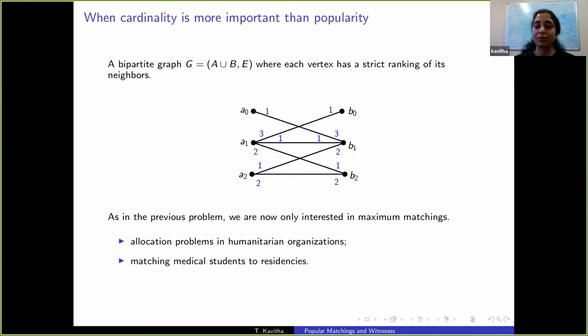There are in fact many applications for this problem, such as allocation problems in humanitarian organizations, where the cardinality is the most important attribute, more than stability, popularity, anything. Matching medical students to residencies, you can't just tell someone, I won't give you a residency because my stable matching left you unmatched, right? Everyone has to get matched. So in our example, the red matching is the only maximum matching here. That's the only feasible solution.